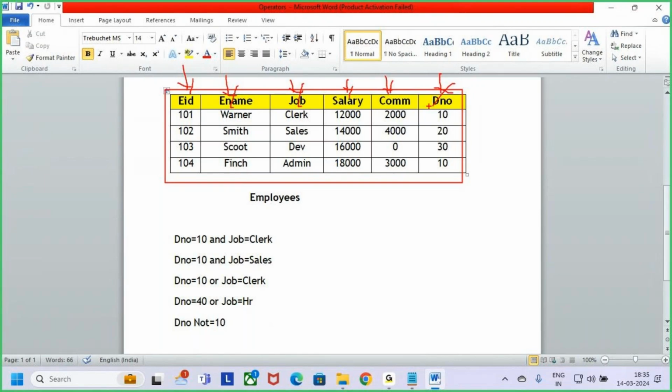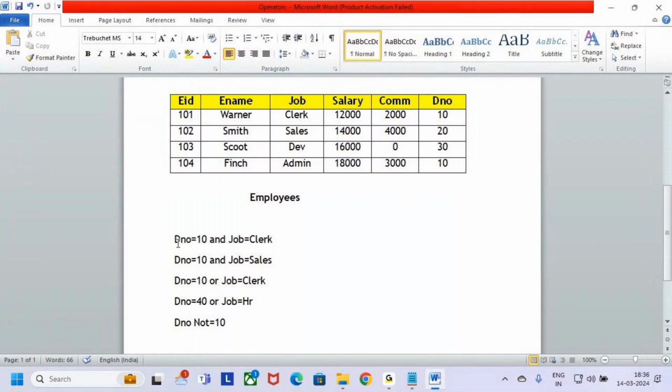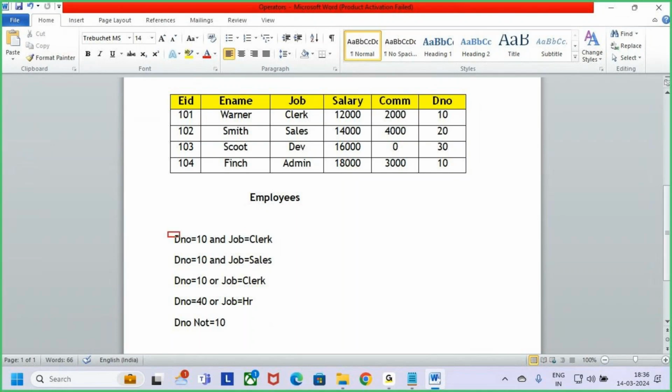Now what's my requirement here? From this table, I want to find out the employees who are working in the 10th department, and also whose job is equal to clerk. That means my first condition is department number is equal to 10. In that 10th department, I want to find out the employees working as a clerk. Job is equal to clerk. So this is my first condition, and this is my second condition, guys.